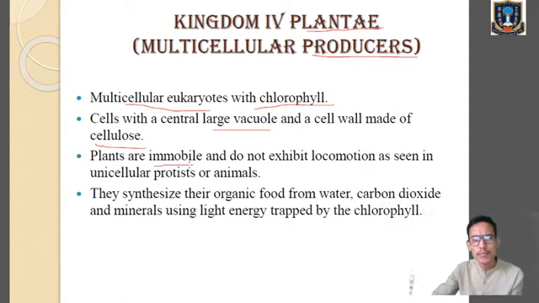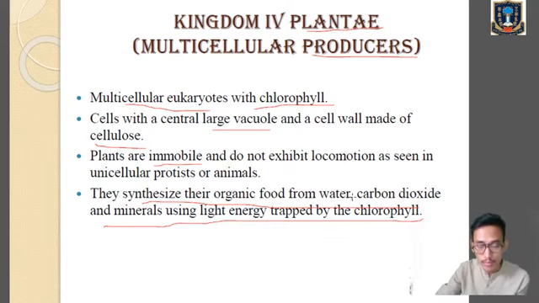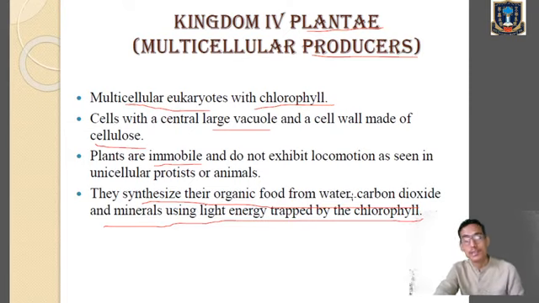Plants are immobile, which means they are not able to move from one place to another. They synthesize their own organic food from water, carbon dioxide, and minerals using light energy trapped by chlorophyll. That means we are discussing the process of photosynthesis. With the help of chlorophyll, they are able to begin the process of photosynthesis, by which they synthesize organic food material using water, carbon dioxide, and sunlight.